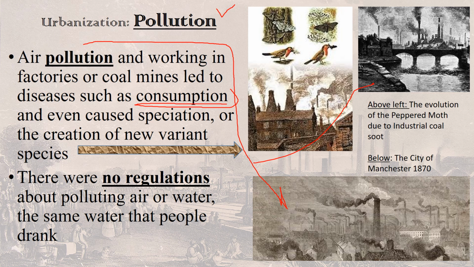And it also led to the creation of new species and wiping out basically all fish that ever lived in the Thames River. And there's no regulations in this system, and no regulations really come about for air pollution until about the 1950s, 60s, and 70s. So for over 150 years, they don't really want to fix this problem.